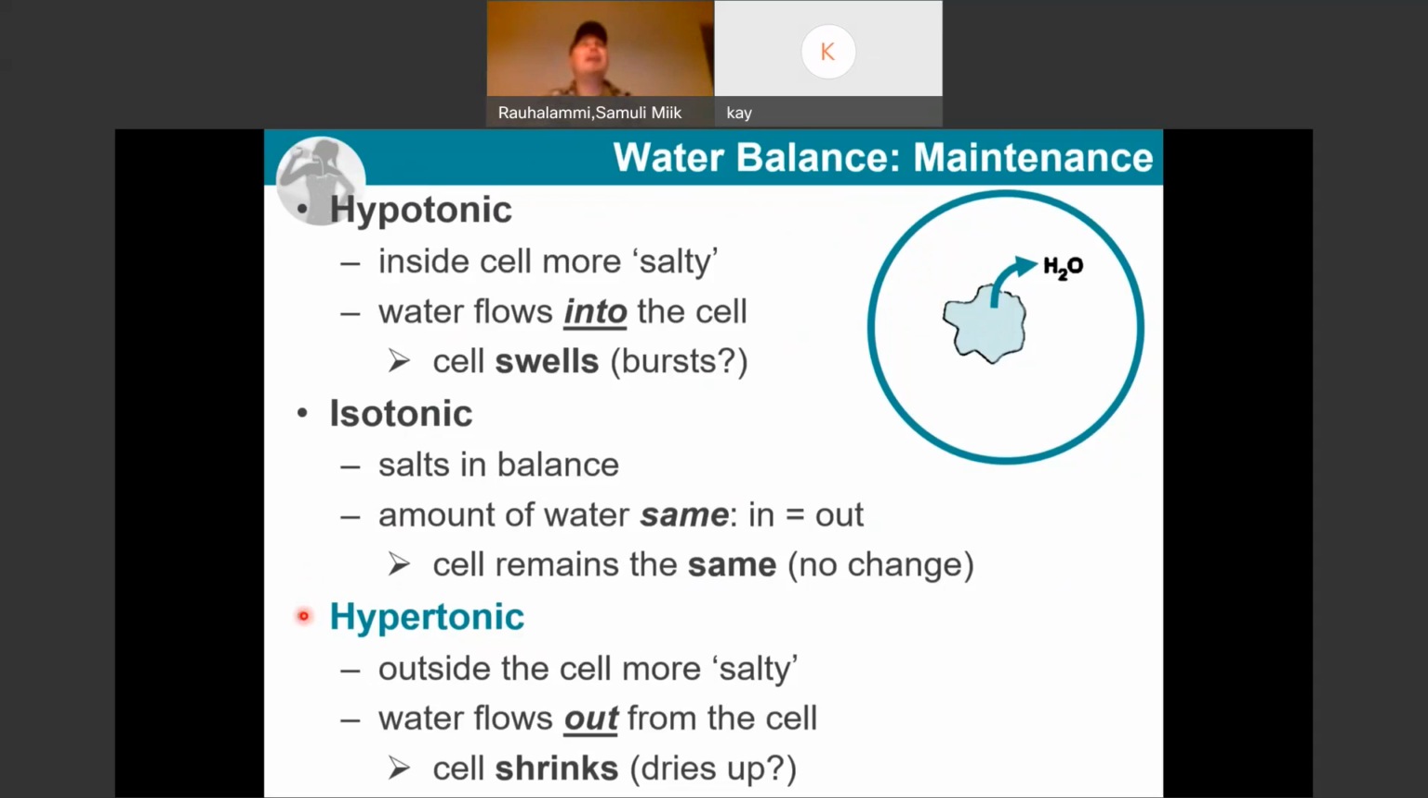Well, I think of what kind of people are people who are hyper. People who are very hyper, they have a lot of energy. What do people who have a lot of energy do? They run around a lot. And what happens if you run around a lot? Well, you become very skinny. So hypertonic cells, in my mind, are these skinny cells, cells that shrink.